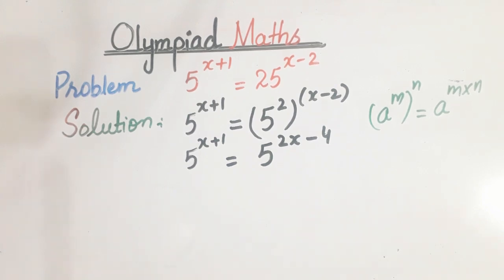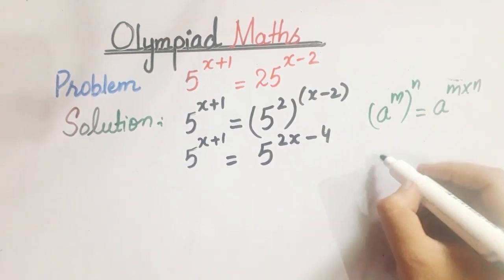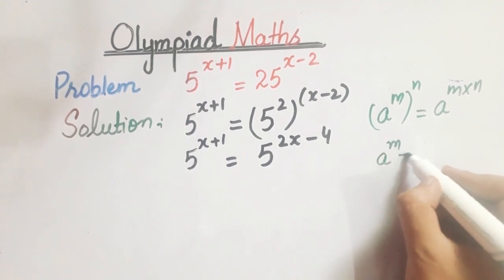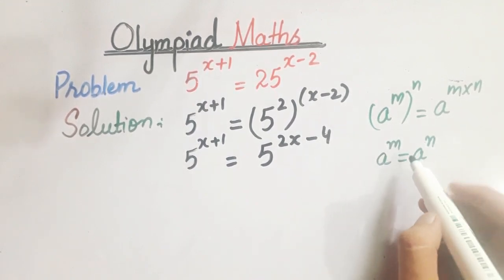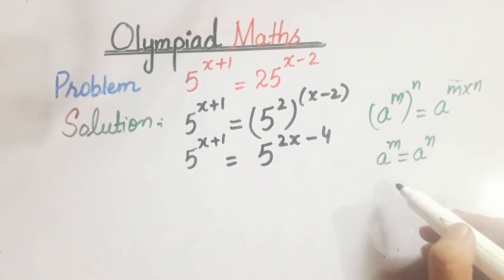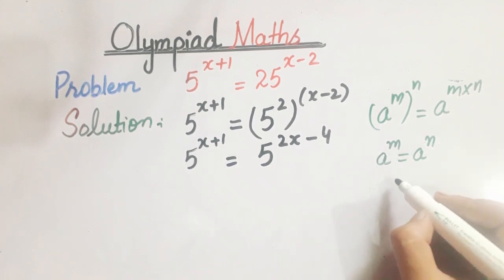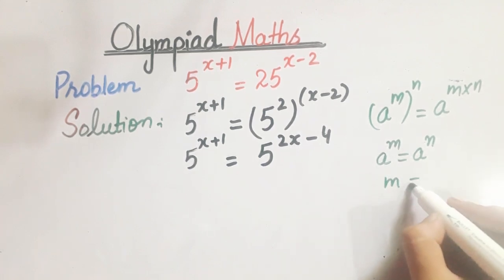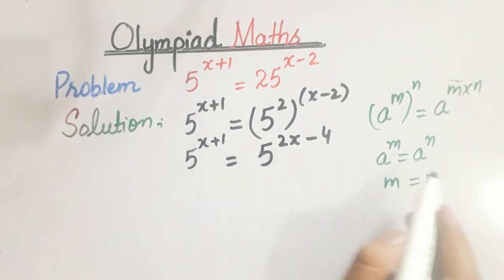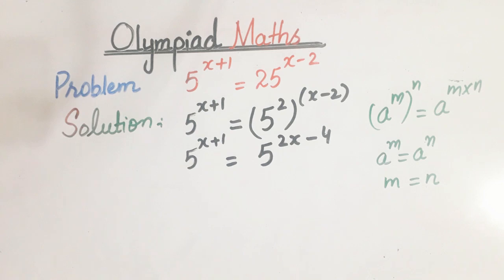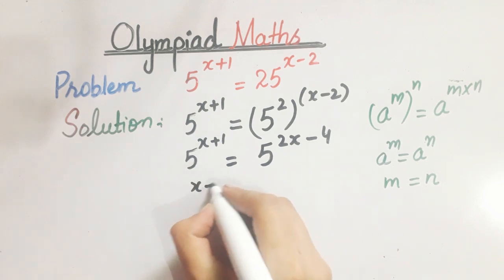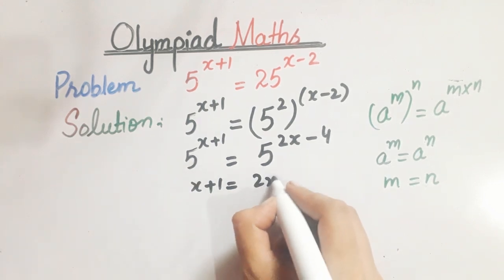Here we apply another important rule: if a raised to power m equals a raised to power n, when the bases are the same, we will say that the exponents are also the same. So m equals n. We will apply this rule here, then we will get x plus 1 equals 2x minus 4.